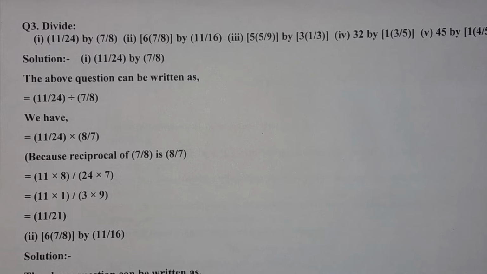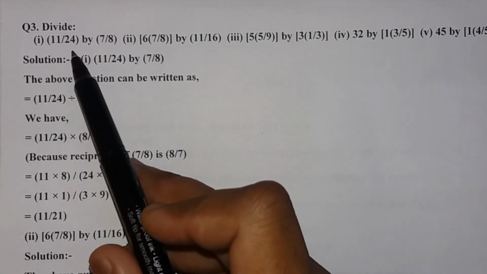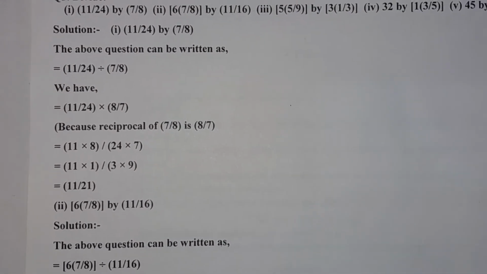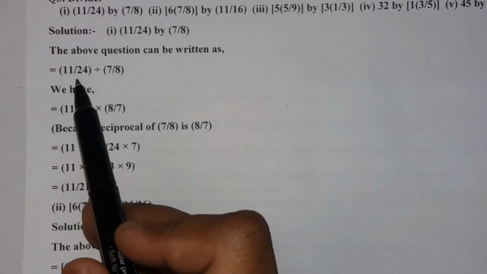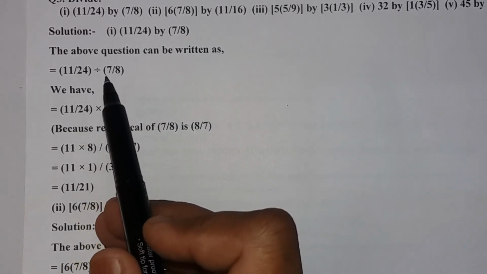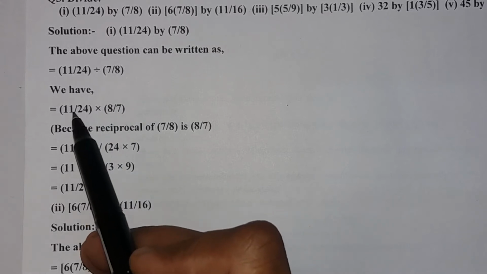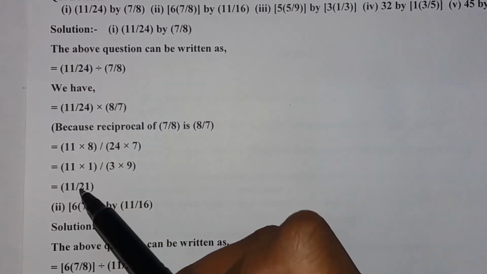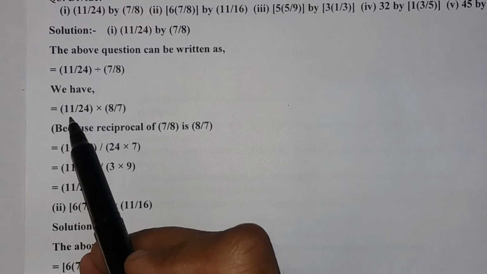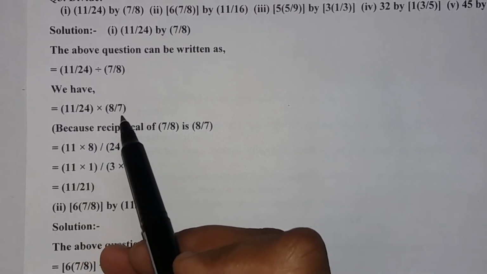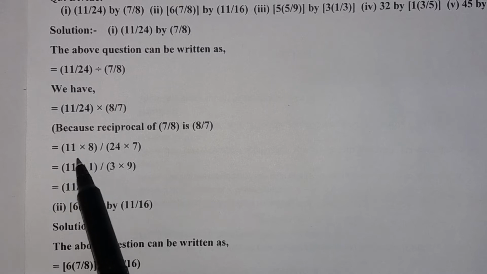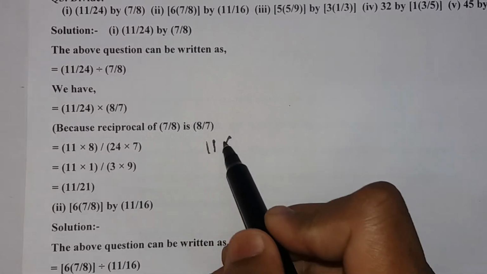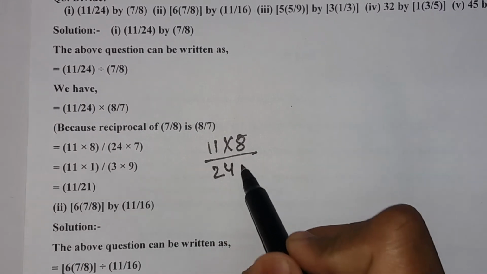Here we have to divide. So first part, 11 upon 24 divided by 7 upon 8. In this part, the above question can be written as 11 upon 24 divided by 7 upon 8. So here, 11 upon 24, convert this division sign into a multiplication sign. It will be 8 upon 7, and by solving it, 11 multiplied by 8 and 24 multiplied by 7. So 11 into 8 divided by 24 into 7.